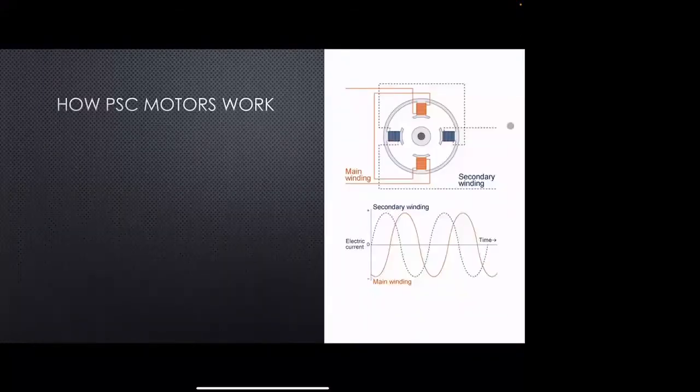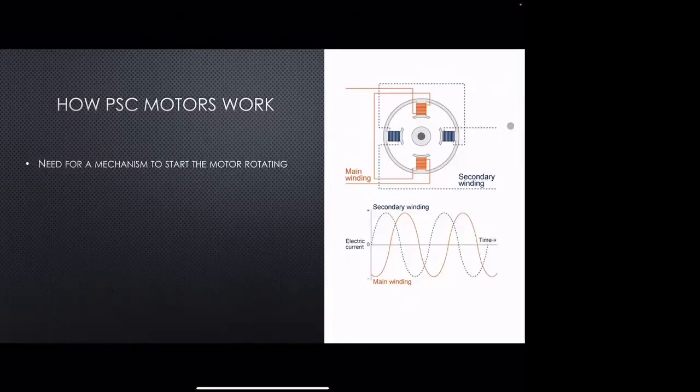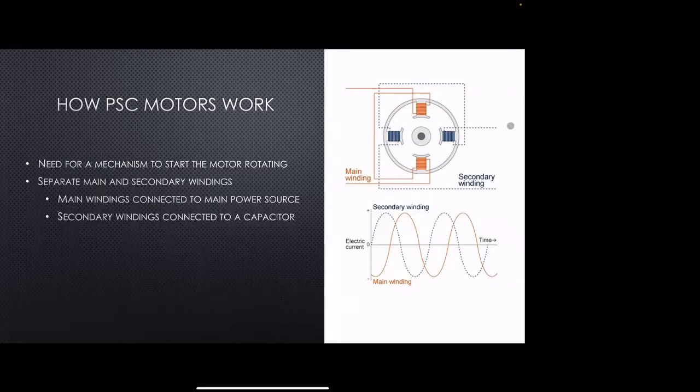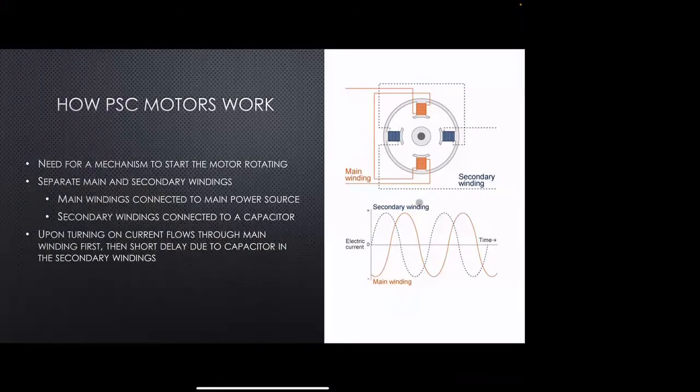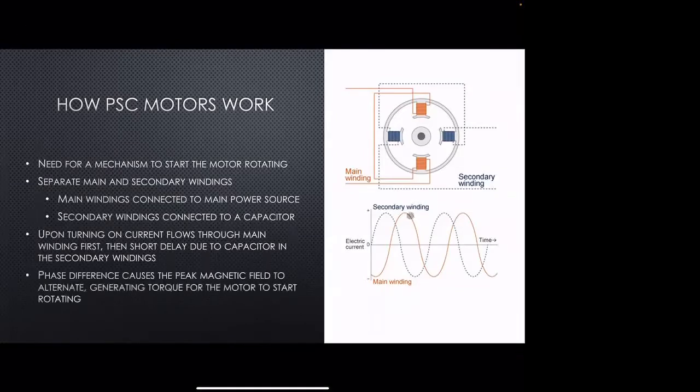How do PSC motors work? Well, we need a mechanism to actually start that motor rotating. What we do is we have two sets of windings, the main windings and the secondary windings. The main windings are connected to the main power source, so that's what will start that first phase. The secondary windings are connected to a capacitor. Upon turning on, the current will flow through the main winding first, and then with a short delay due to the capacitor, the secondary windings come on.